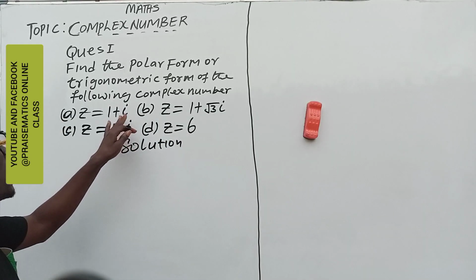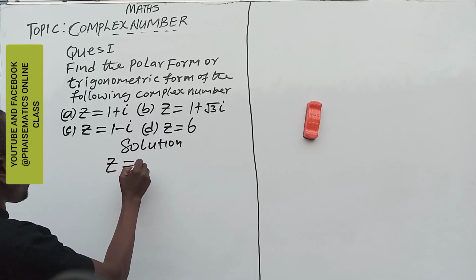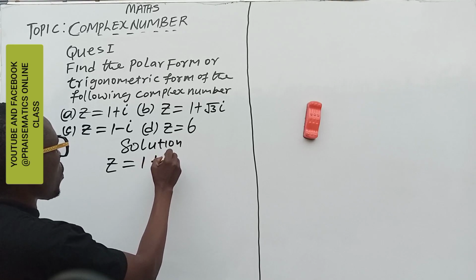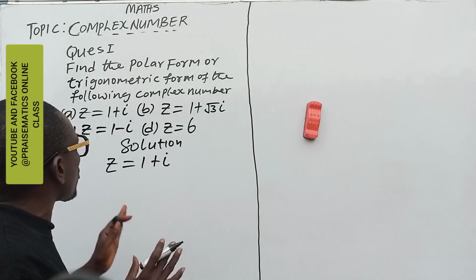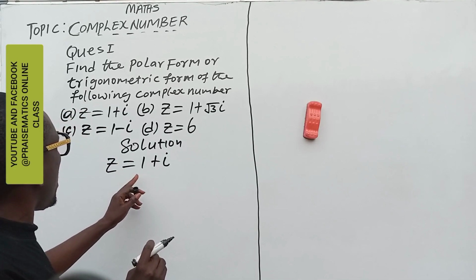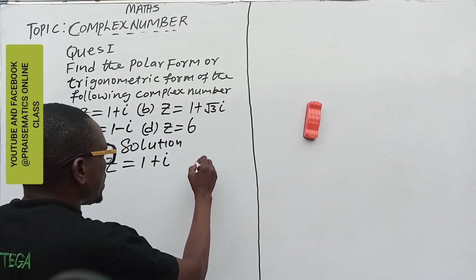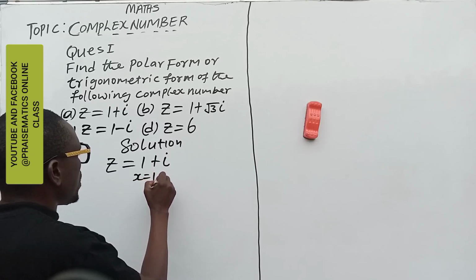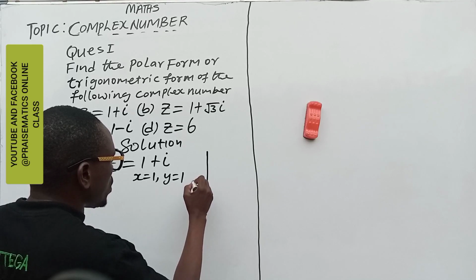Now, in solving this, whenever they give us this type of question, let's pick one. z is equal to 1 plus i. Before you solve this polar form of complex numbers, the first step is to put the complex number in an Argand diagram. Here we have that x is equal to 1 and y is also equal to 1.